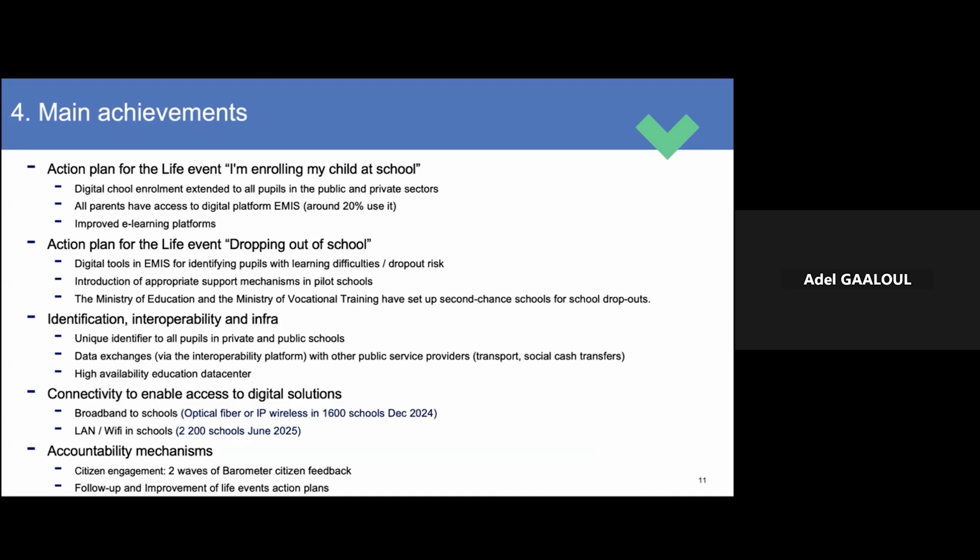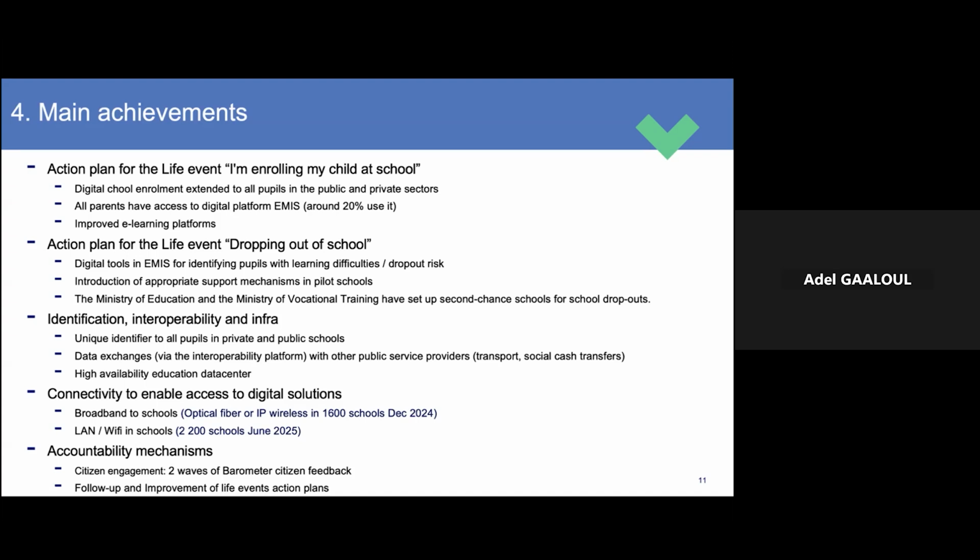Action plan dropping out of school. A digital tool in EMIS for identifying pupils with learning difficulty or dropout risk has been set up. So we know, but the problem we have is the introduction of an appropriate mechanism for remediation. And this is not an education problem. This is an education, social, and health problem. So it's not easy. Now we have 30 schools having such a mechanism. But in Tunisia, we have, let's say, 1,000 schools at the middle school level where dropout is very important.